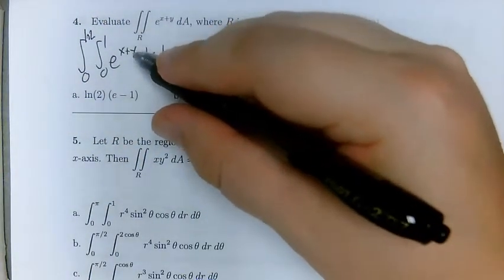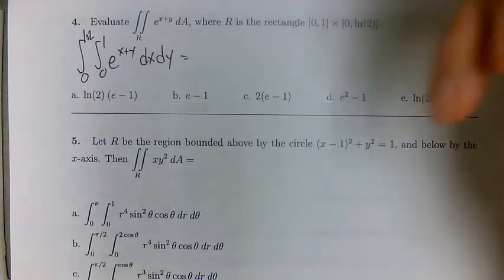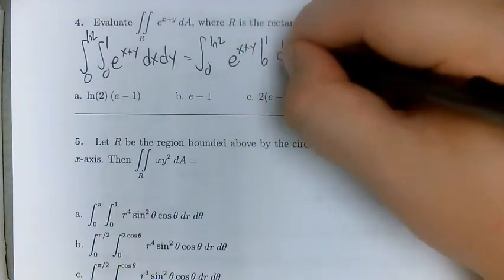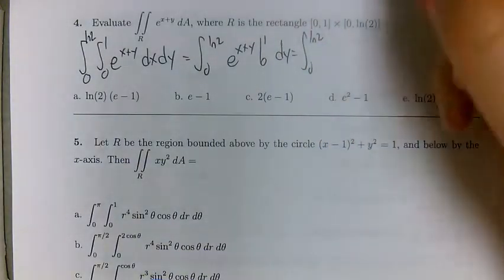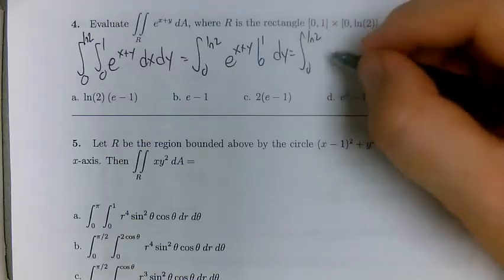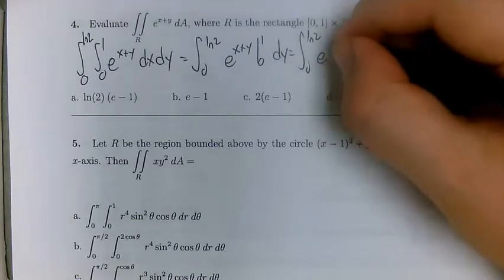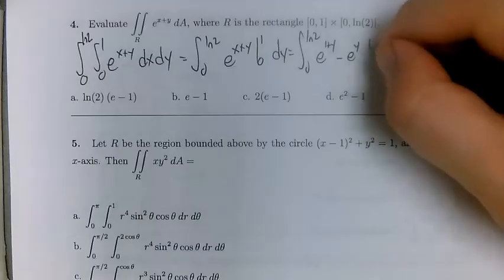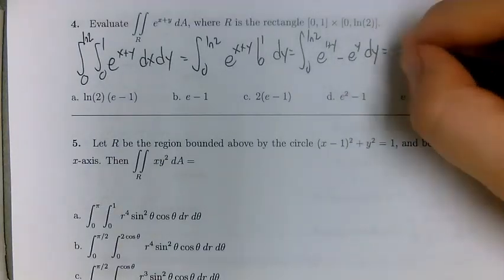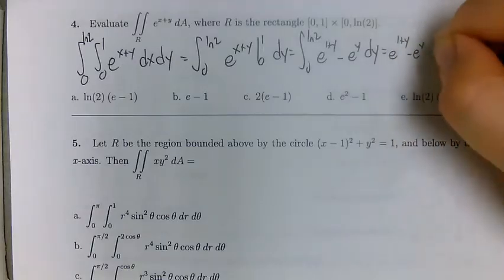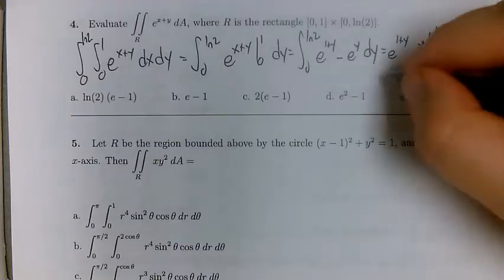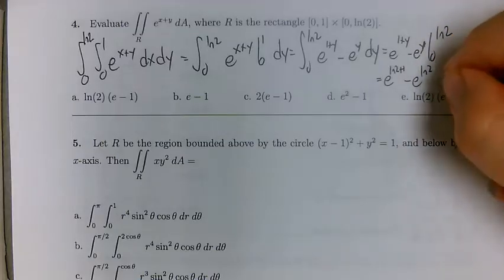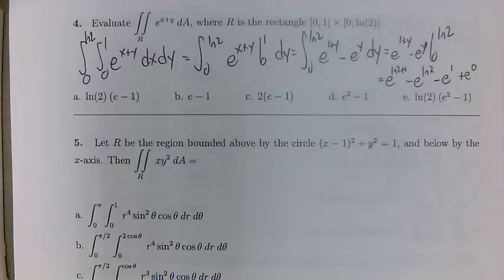We do the x integral here, and the x integral of this is just going to be itself. This goes from 0 to 1. So when we plug in those numbers, we end up getting e to the 1 plus y minus e to the 0 plus y, or e to the y. Then we do this integral, which goes from 0 to ln of 2. So we have e to the ln of 2 plus 1 minus e to the ln of 2 minus e to the first power plus e to the 0 right here.